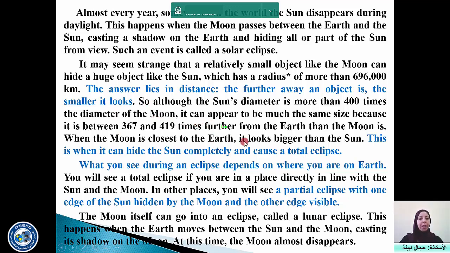The first question is, how come that a small object like the moon seems bigger than the sun, or can hide a bigger object like the sun? So the answer is in paragraph 2. The answer lies in distance. This means the further away an object is, the smaller it looks. Okay? The further away an object is, the smaller it looks.